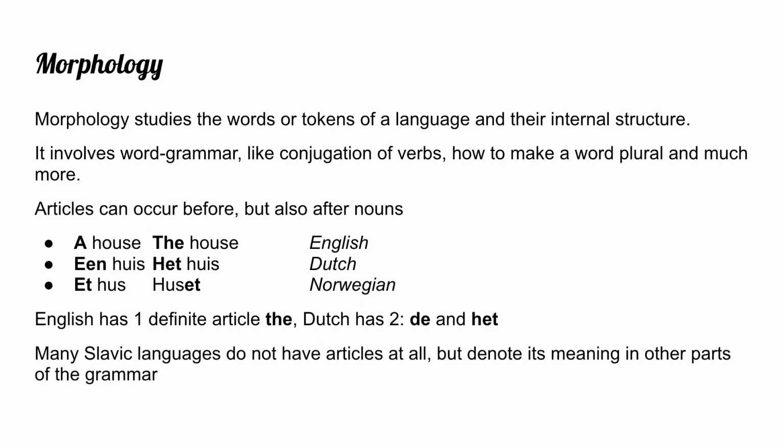If you look at the article in Norwegian, they say "et hus", which means a house. Okay, similar. But for "the house", they say "huset". So it comes after, and it's part of the word. So that's a different morphological phenomenon for the articles.